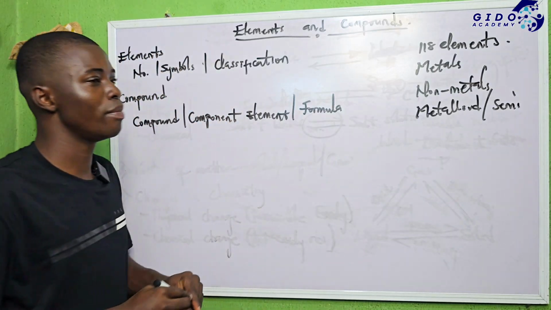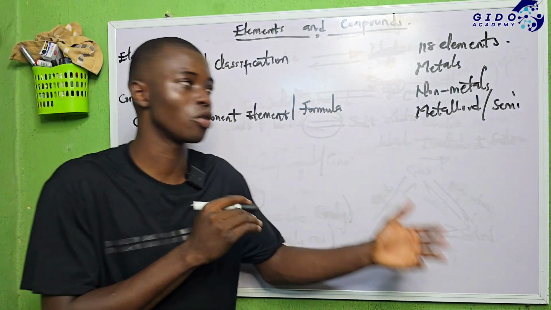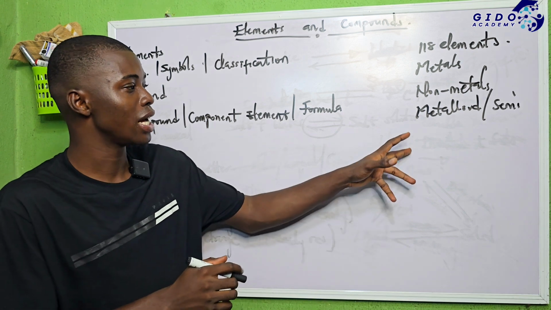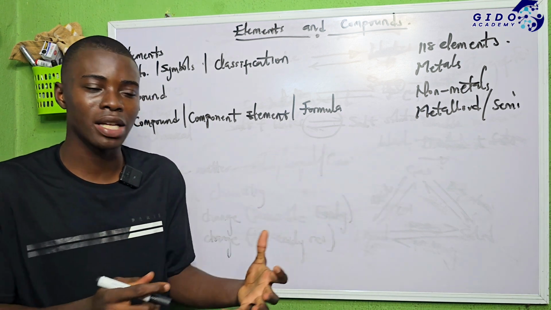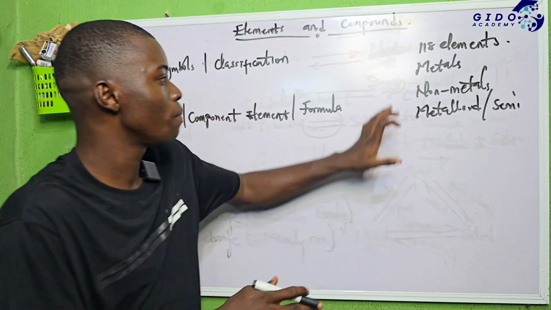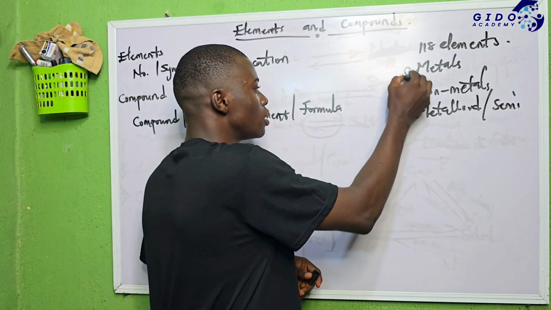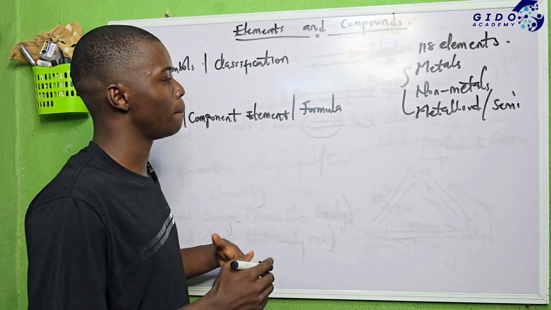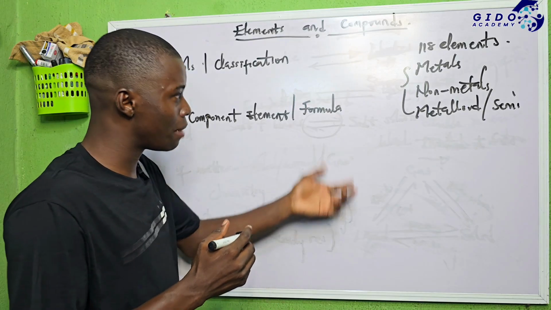semi-metals. So metals ionize by loss of electron. Non-metals ionize by gaining of electron. Then we have the metalloids, which are semi-metals. They have the characteristics of metal and non-metal. So these are the three major classifications of elements in the periodic table.